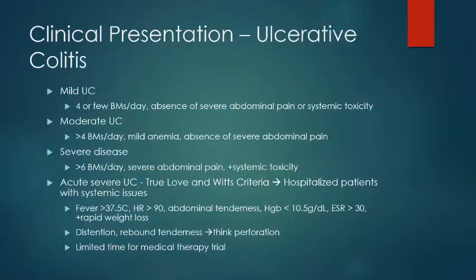And then there's something you'll see on wards, and we'll talk about this in a little bit, acute severe UC, and we go by the Truelove and Witts criteria, which is helpful for prognosticating these patients. And it defines acute severe UC. It's an acute disease involving the colon, and you'll see systemic findings like fever, tachycardia, abdominal tenderness, severe anemia, elevated inflammatory markers, and weight loss.